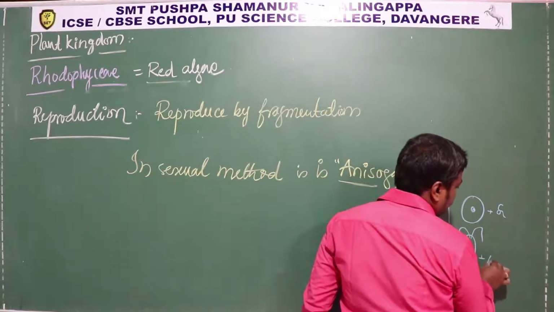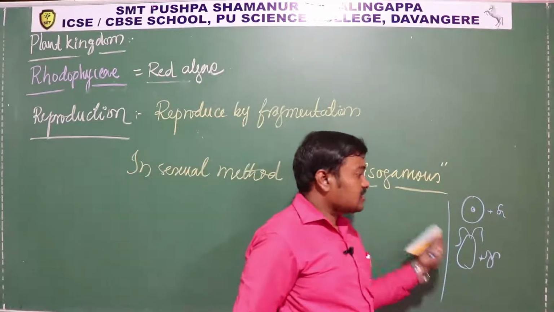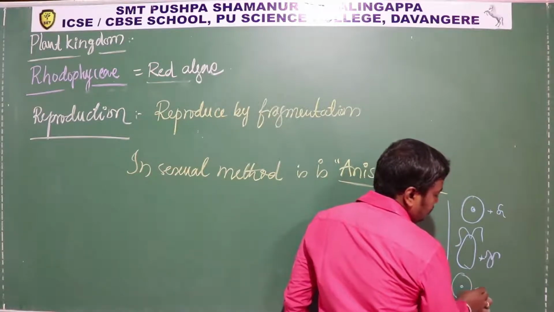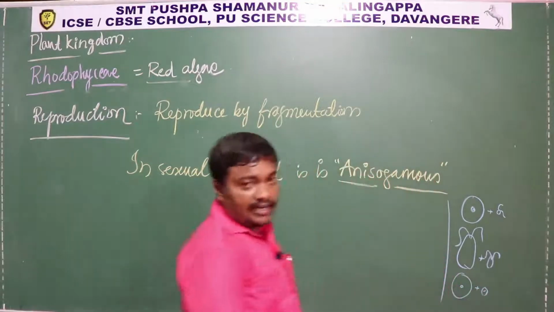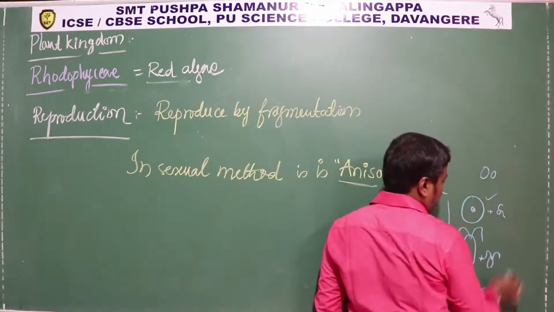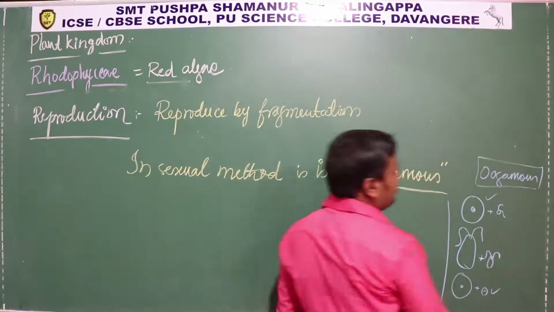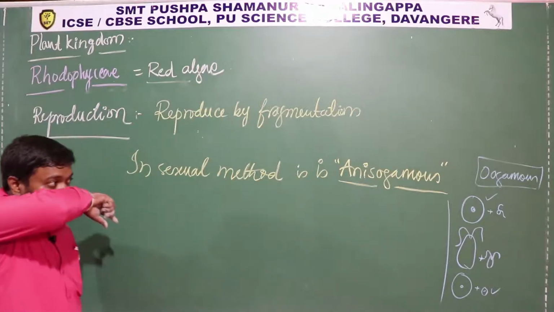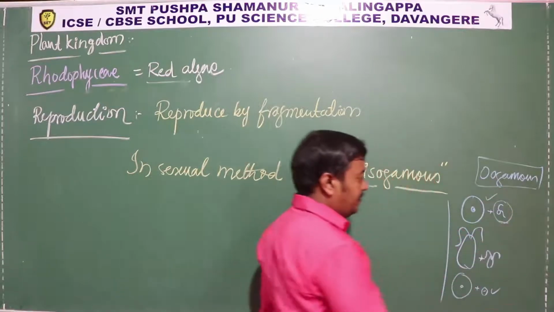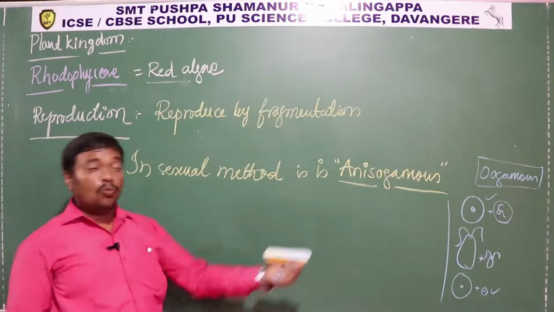Larger and smaller, male and female both flagellated. Okay, this is also anisogamous. So among these, this one is considered oogamous. In oogamous, the female is very large and non-motile, whereas the male is motile or non-motile. In most cases, the male is motile in nature in case of oogamy. Okay, but in rhodophyceae, it is anisogamous, but we call it the oogamous type.